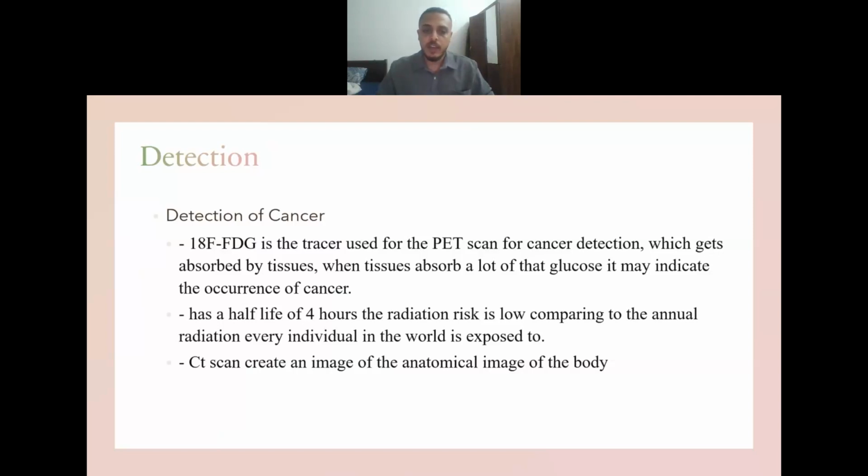The CT scan creates an anatomical image of the body. In combination, we have a 3D composite image from the two. The 3D is created by the PET scan, and the anatomical image is created by the CT scan. So the composite image helps the doctor detect bone cancer early.